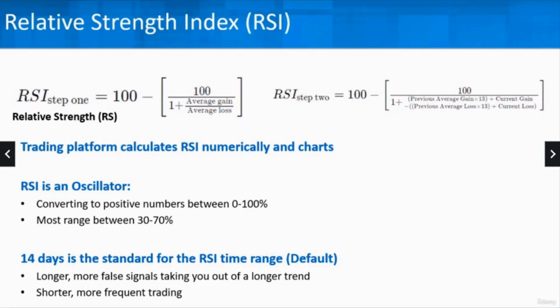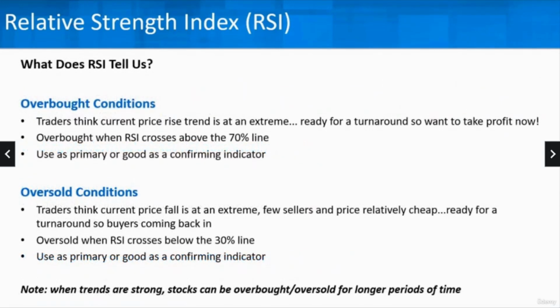So 14 days seems to be the sweet spot when you're using an RSI, and I would tend to recommend just staying with that. It'll be a default in your trading platform. You can change it, but that would be the default and what I would recommend using too. So what RSI is really telling us is about overbought and oversold conditions. That's a big thing it's going to tell us.